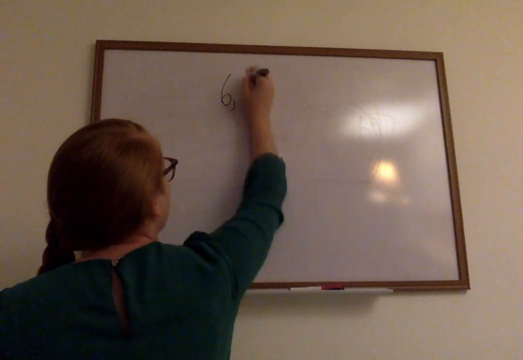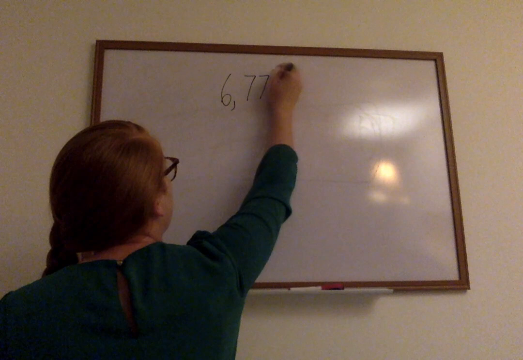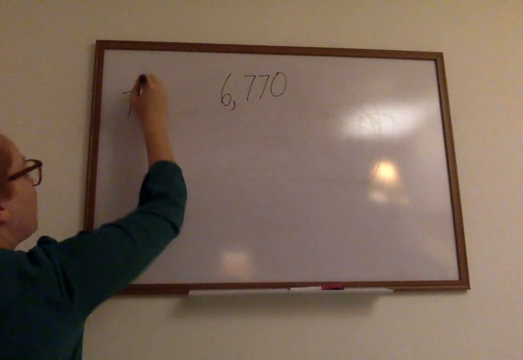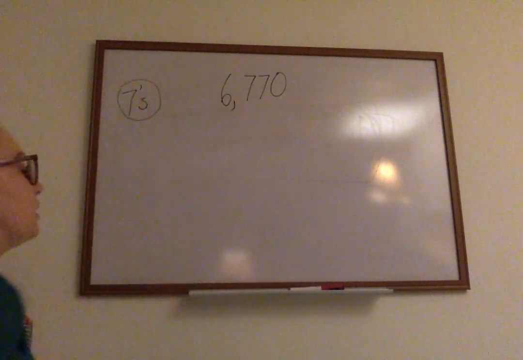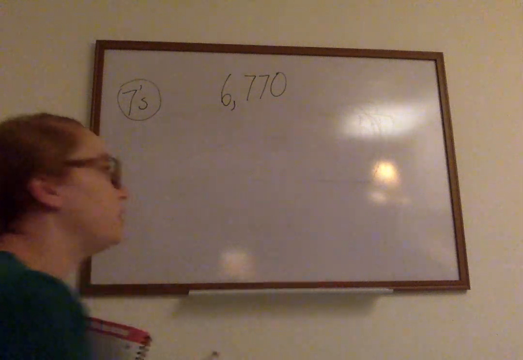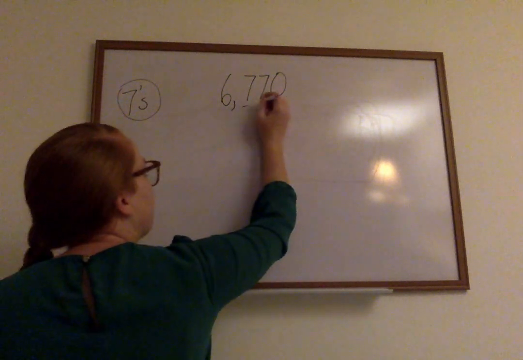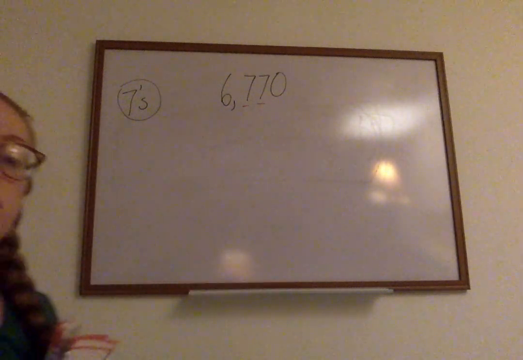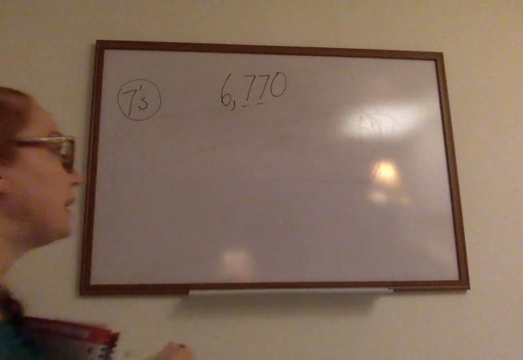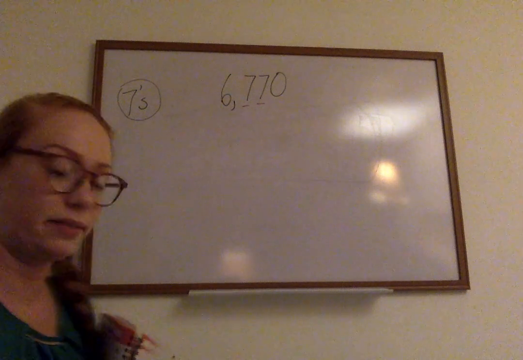Next, sometimes it might ask you the value. So if we have 6,770, and it might want to know the value of the 7s. If it wants to know the value of the 7s, you need to look and see, how many 7s do I have? I see 1, 2. 2 7s. So now I need to write the value for 2 of my 7s.